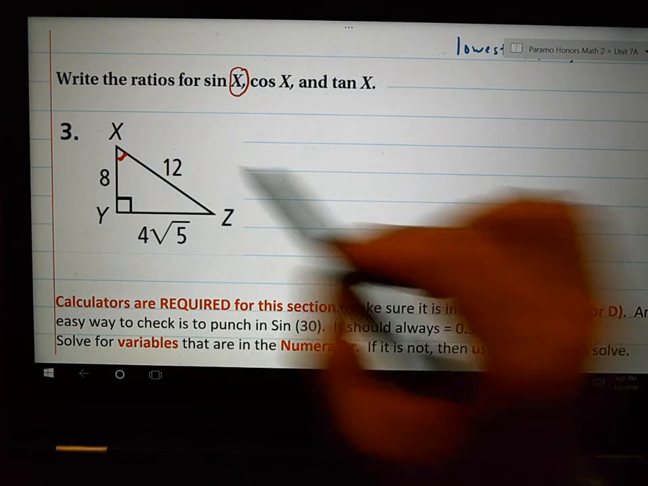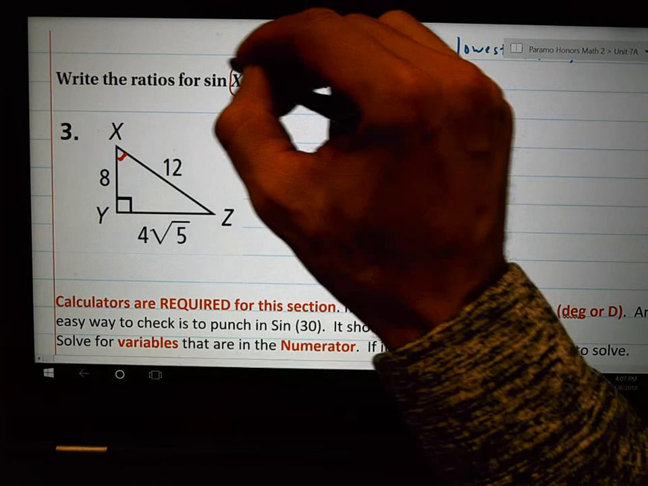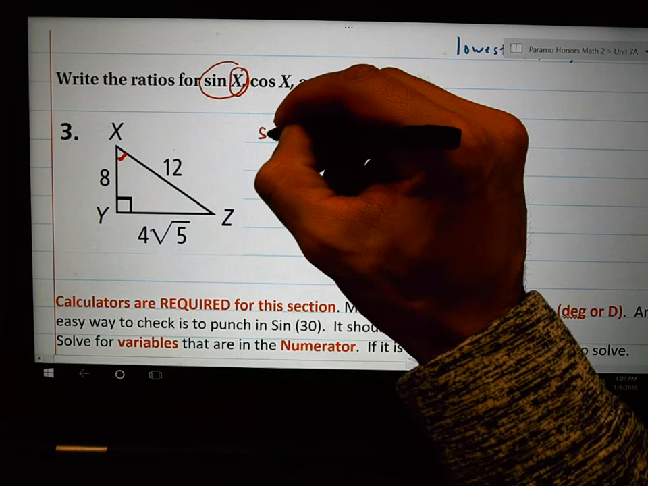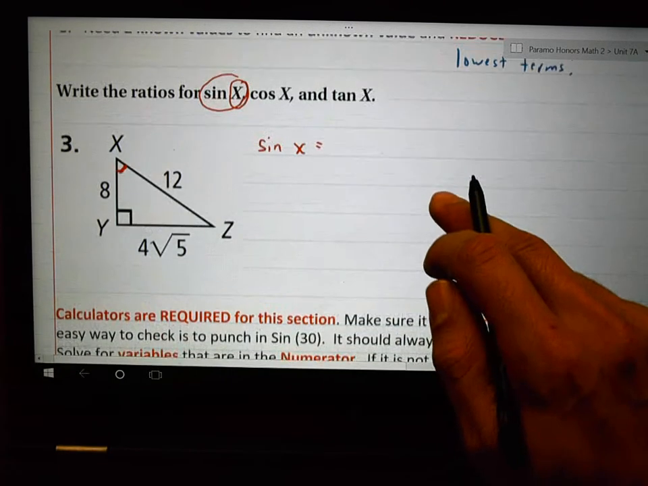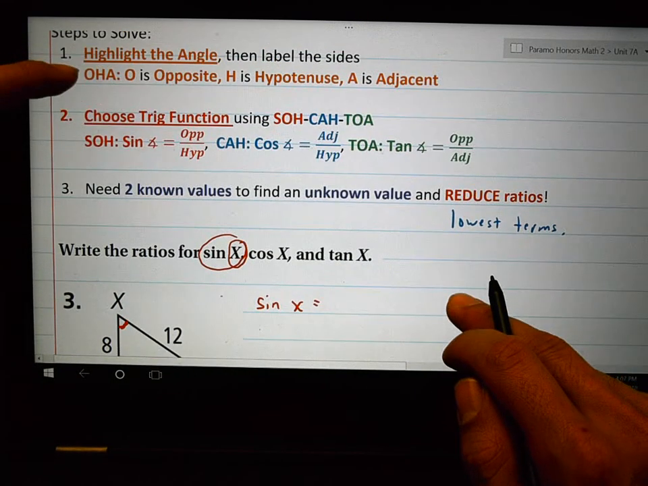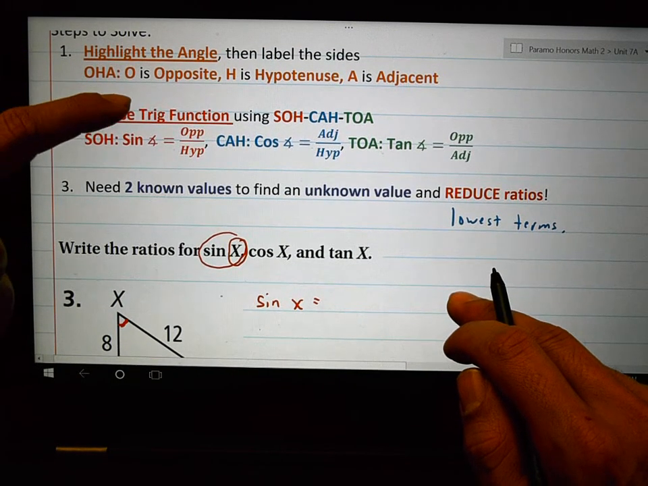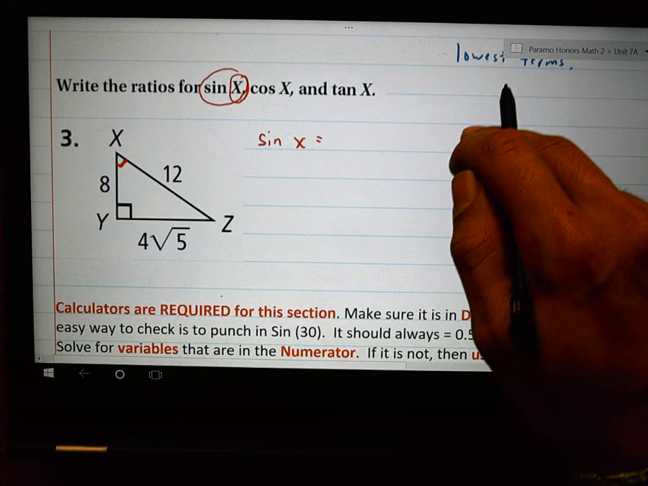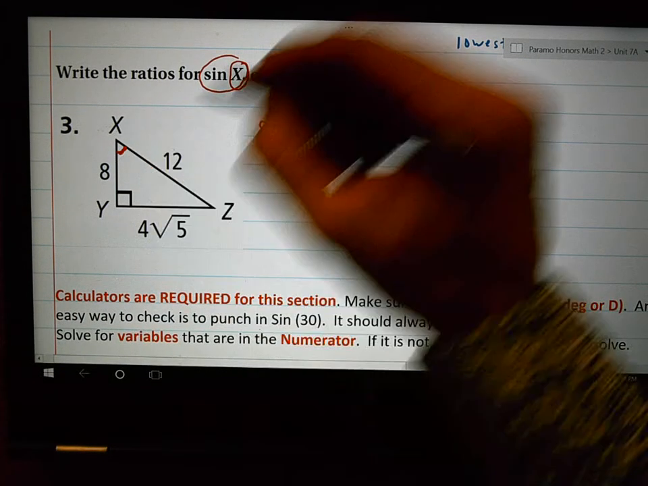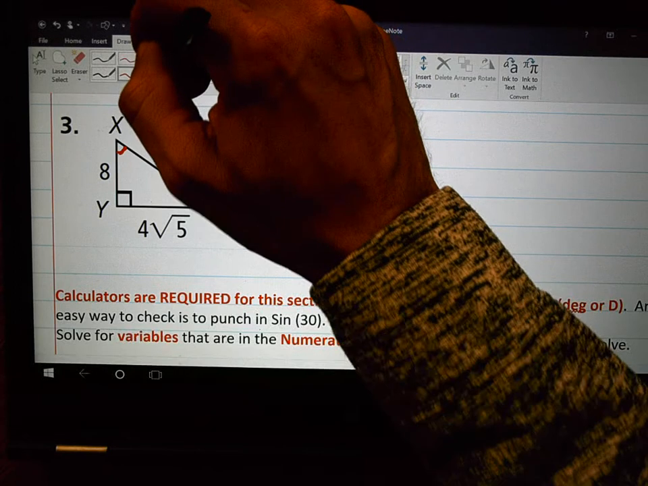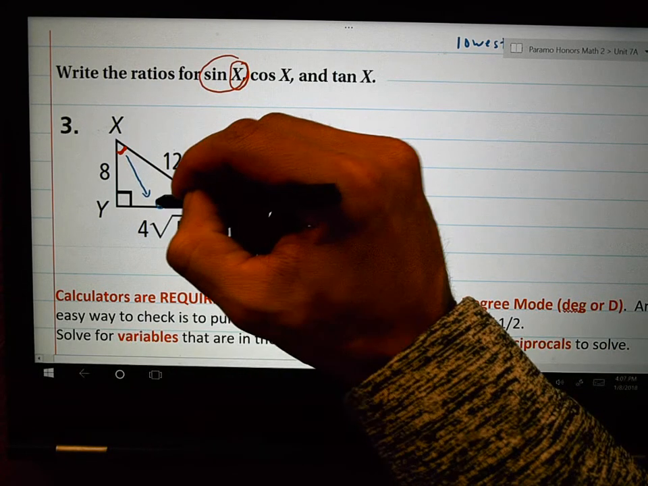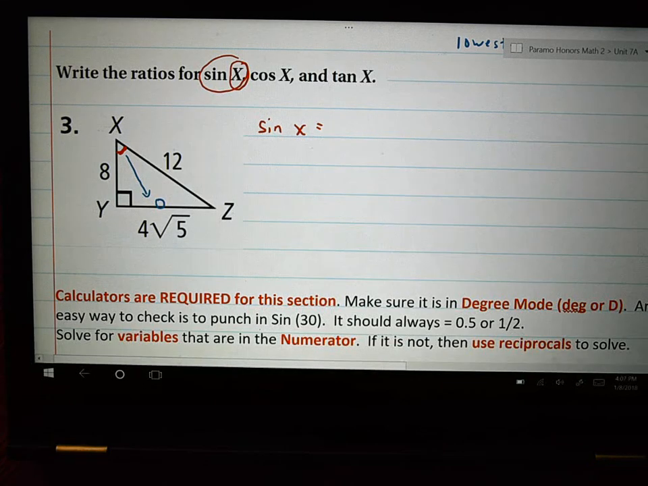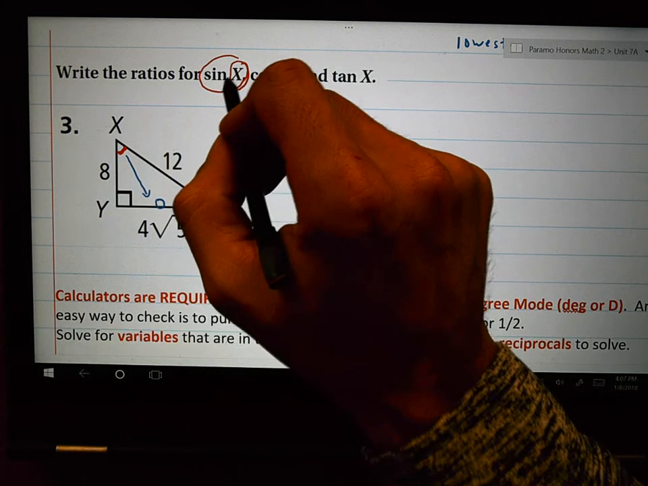Now, when it says write the ratios for sine of x, let's just write that one down right here. Sine of x. To do the problem, we highlight the angle, and then we have to label the sides O, H, and A. OHA. So when I look at this angle, let's switch to a different color, please. Blue. What is opposite this angle is over here. I'm going to label this as O. O stands for opposite. Opposite what? Opposite the angle that was given.